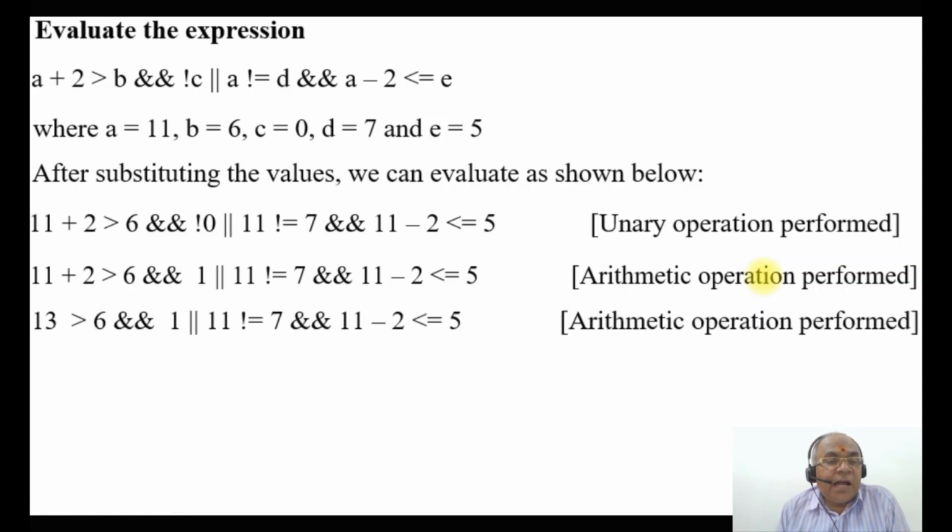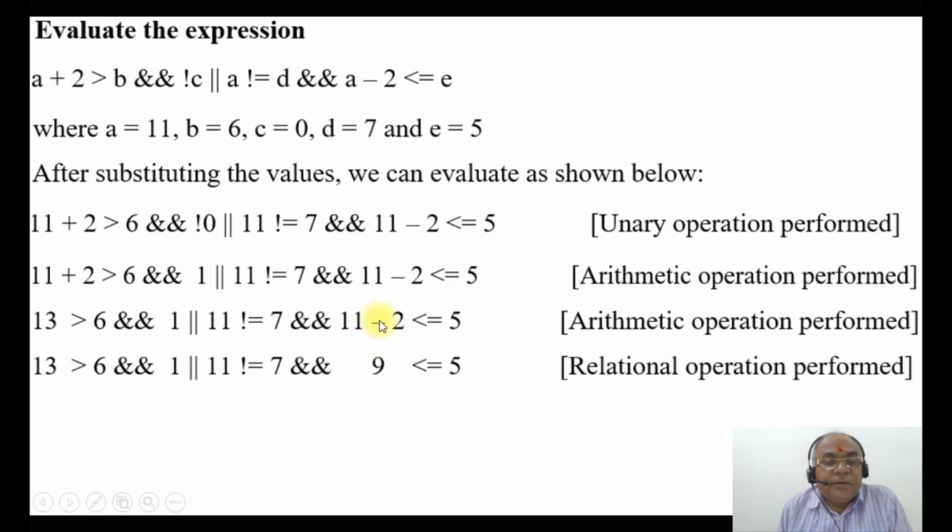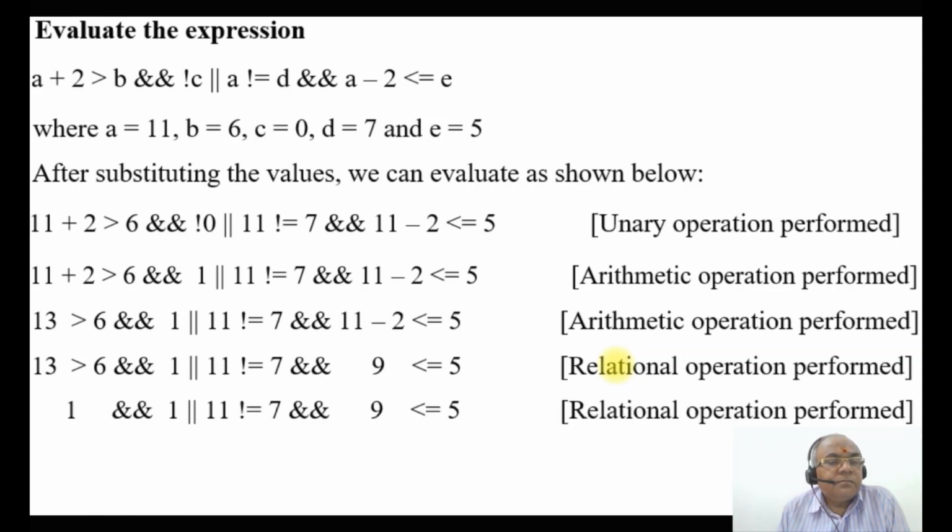13 is greater than 6 and 1 or 11 not equal to 7 and 11 minus 2 is less than or equal to 5. So again we want to perform the arithmetic operation. 11 minus 2 becomes 9. All other expressions remain the same. Then we have the relational operation performed. 13 is greater than 6, yes, true. So 1, and all other expressions remain the same.